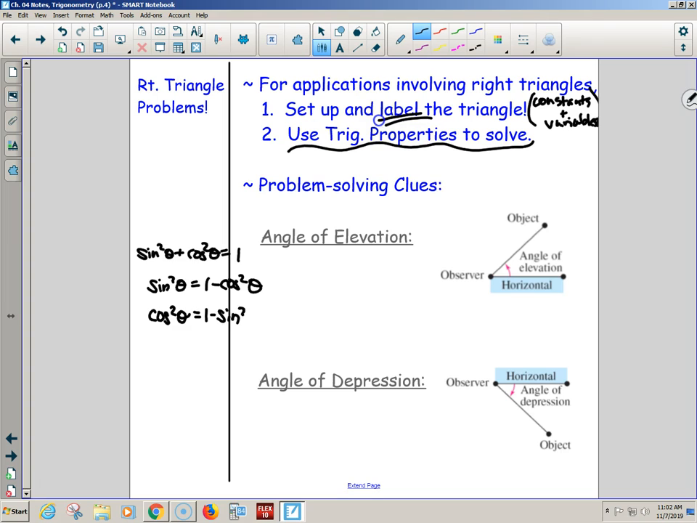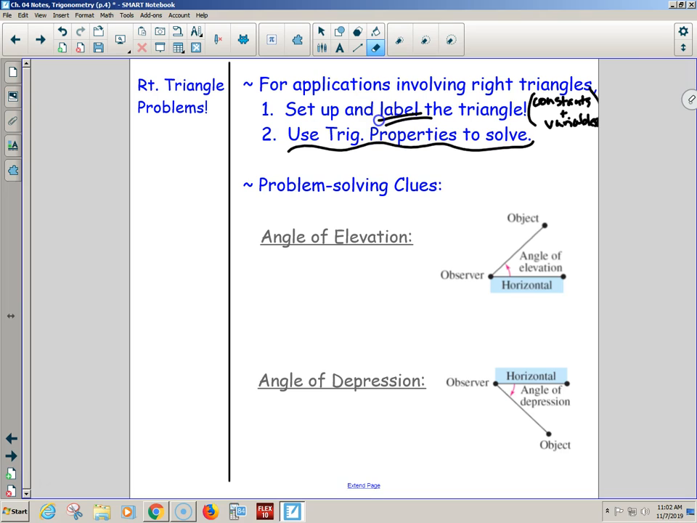Do you see what I mean? Do you need to know this one? Yes. Do you need to know how to get this one and this one? Sadly, yes. So anyway, trig properties, not just the straightforward ones, not just the given ones, but also their rearrangements. Okay, a couple clues.